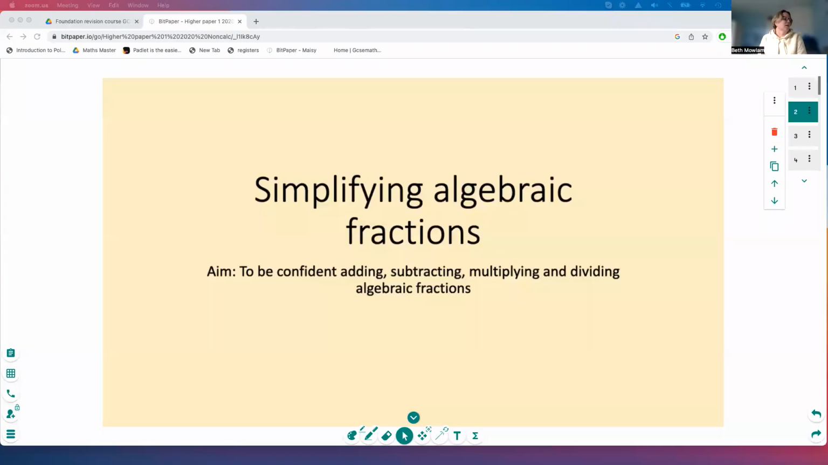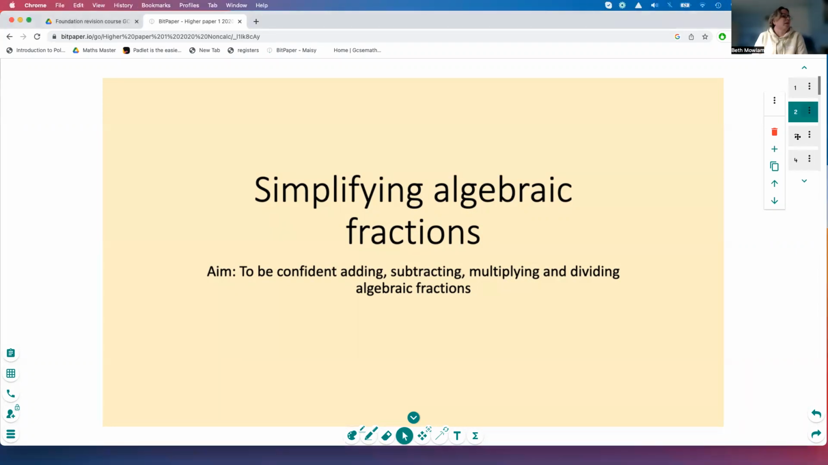Let me share my screen. Algebraic fractions is generally a grade 7, 8, into grade 9 topic for some really difficult ones. Our aim for today's session is to be confident in adding, subtracting, multiplying, dividing algebraic fractions and simplifying them into their simplest form. It's all algebra based. If you're thinking about A-level maths, this is a really key area to get your head around.